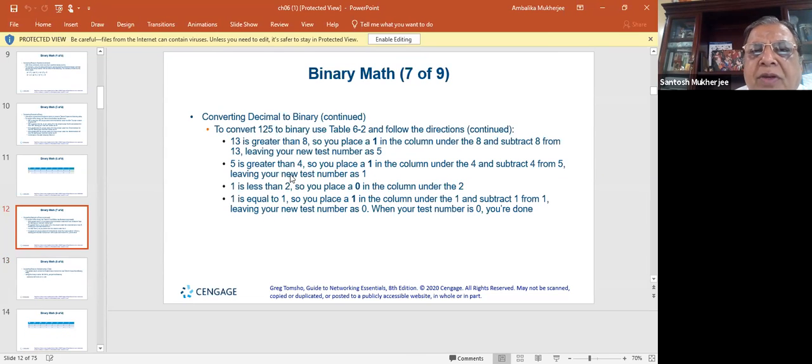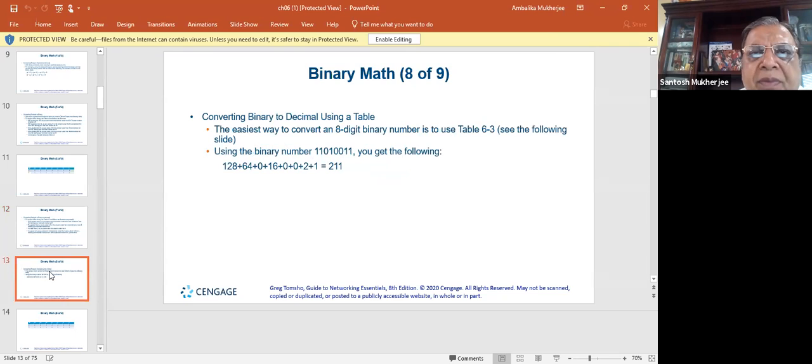To convert to binary, following directions, 13 is greater than 8. So you place 1 in the column under 8, and subtract 8 from 13, leaving 5. So basically what we are doing is trying to convert between decimal and binary.